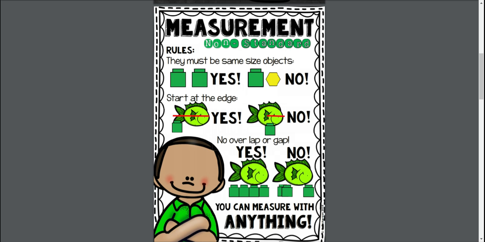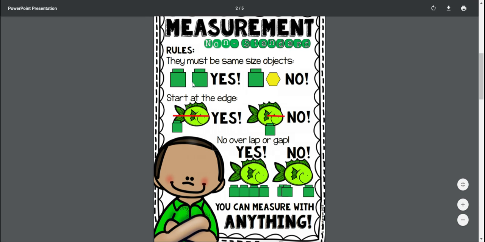Hi students, this week we will be learning about measurement, non-standard measurement in math. That is when you use different things to measure something else. There are a couple of rules that we need to know, so I have this little poster here to show you. The first one is whatever you are using to measure, they have to be the same size.